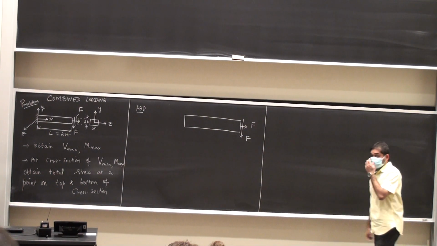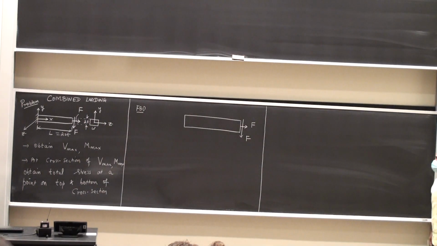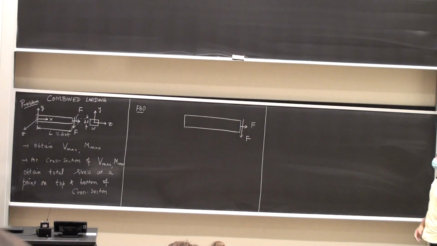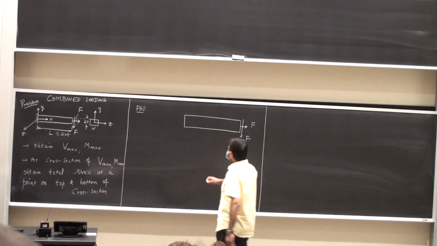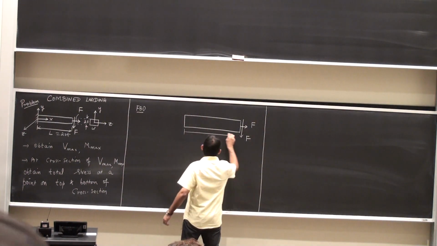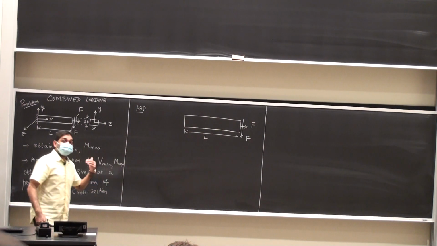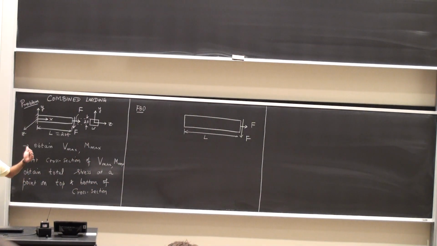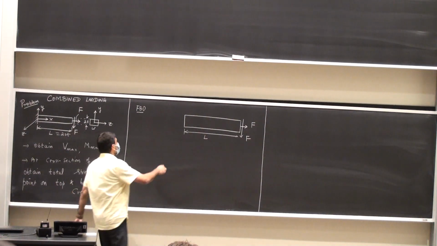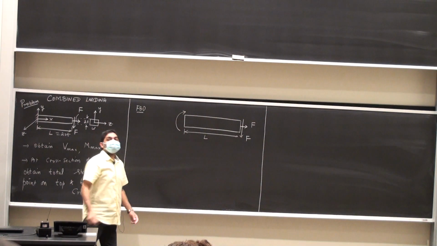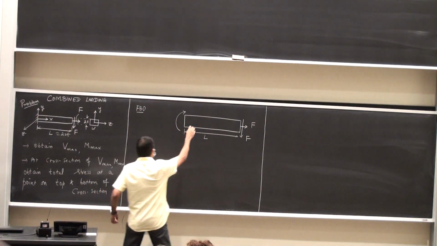Right, so there is a force F and a force F. These are wantonly chosen to be of the same magnitude so that we can come up with some conclusive answers. Total length of the beam is L. And on the fixed end of this, I'm going to have a bending moment, or a reaction moment. So this is M suffix r.